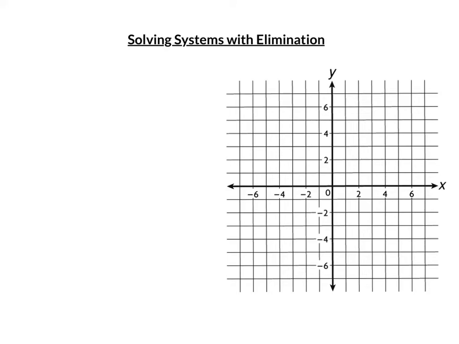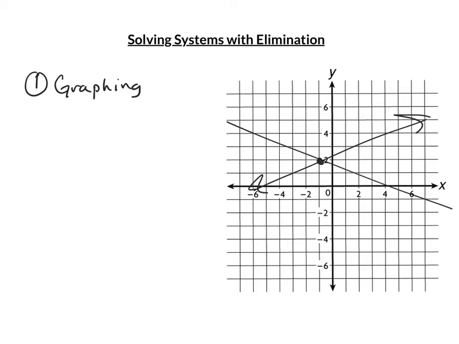Solving a system with elimination. There are three ways to solve a system. The first way is by graphing. So you graph where two lines intersect, and they intersect at some point, and that point is the solution they share in common. That would be the solution to the system.